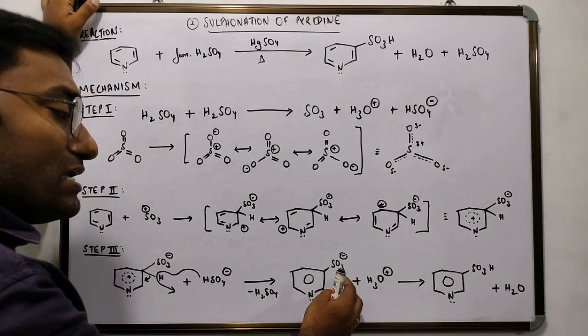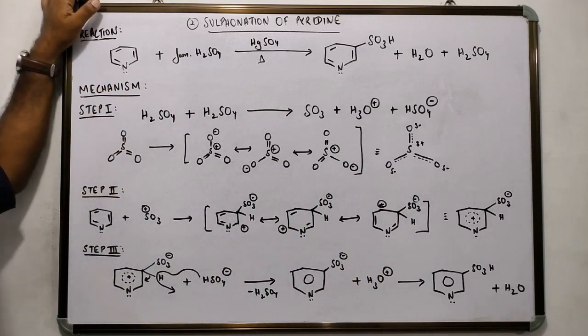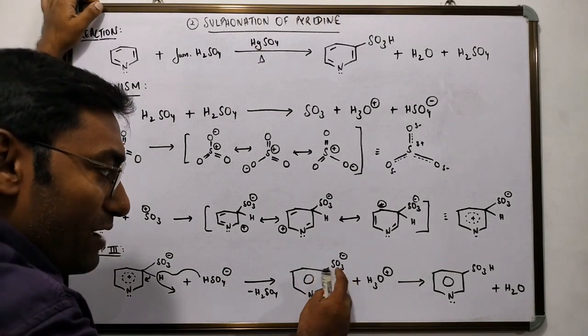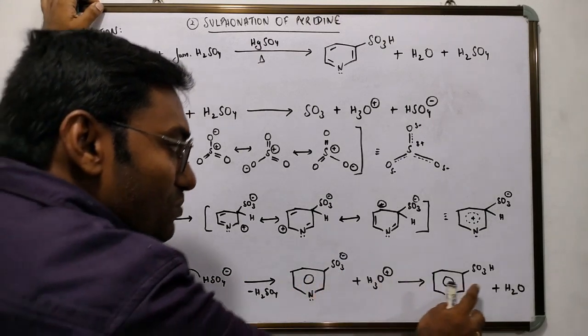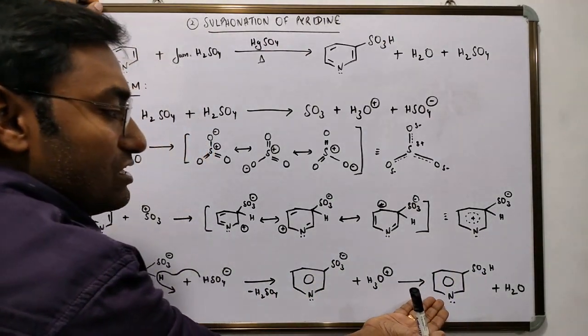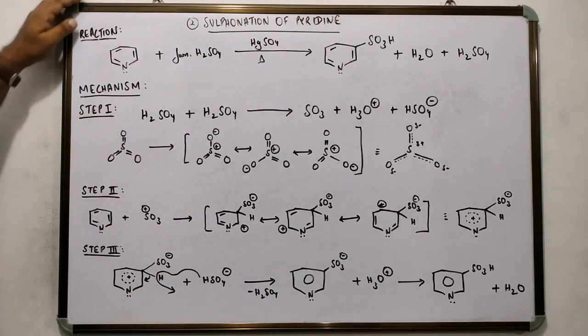Therefore, it emits H plus. The H plus emitted acts as a Lewis acid. It can accept a pair of electrons, and it accepts a pair of electrons from SO3 to become SO3H, and thus the formation of pyridine 3-sulfonic acid.